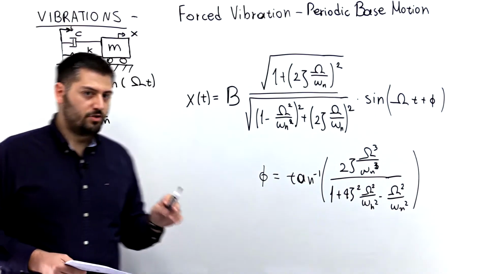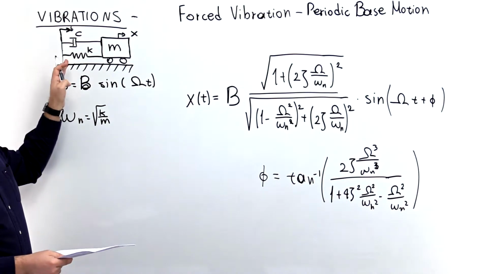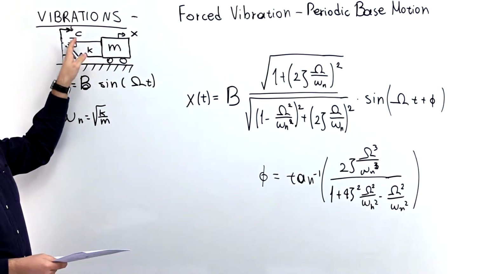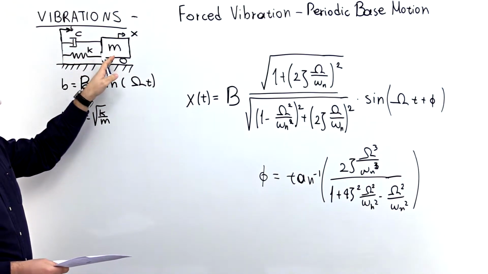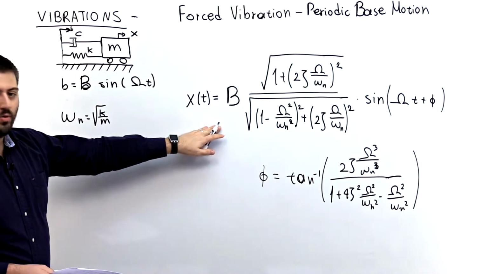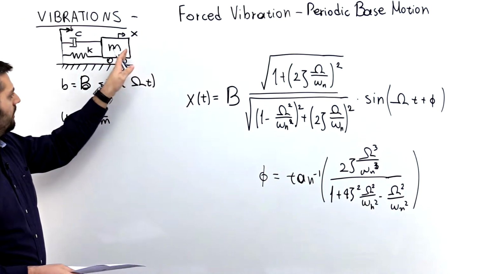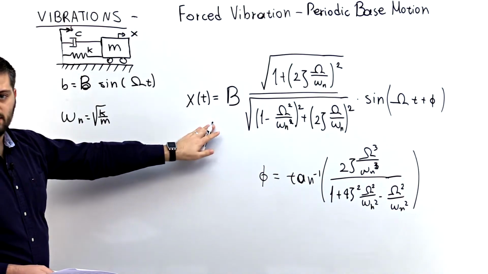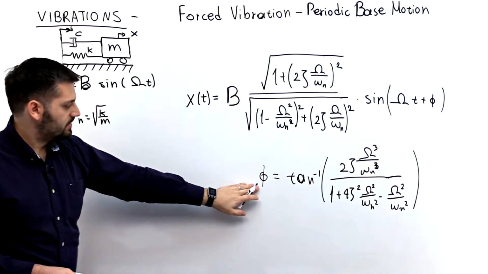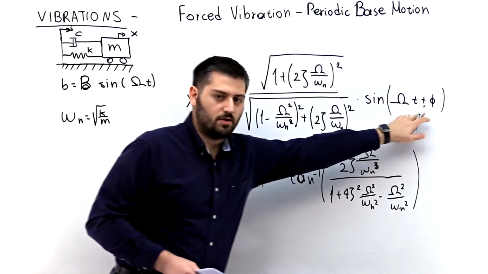So in case you have a wall vibrating and you have a spring and a damper attached to this mass, then following this equation, you know how this mass vibrates, and the vibration of this mass is described by this solution and this phase angle that goes into the sine term.